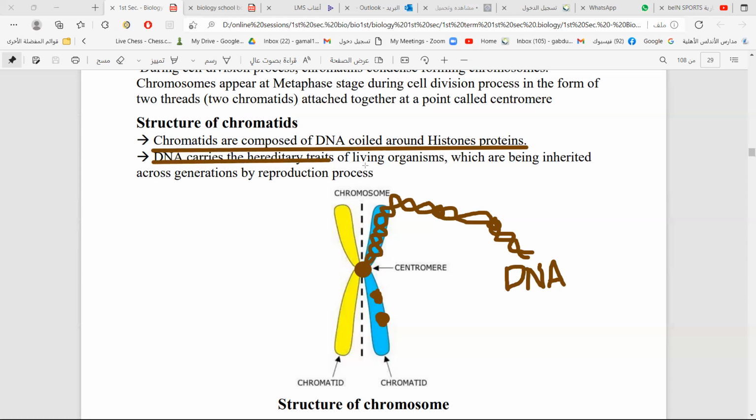DNA carries the hereditary traits of living organisms. The DNA carries the genes, or the hereditary traits, which are inherited across the generations by the reproduction process. So it is responsible for transmitting the hereditary traits from one generation to another generation.